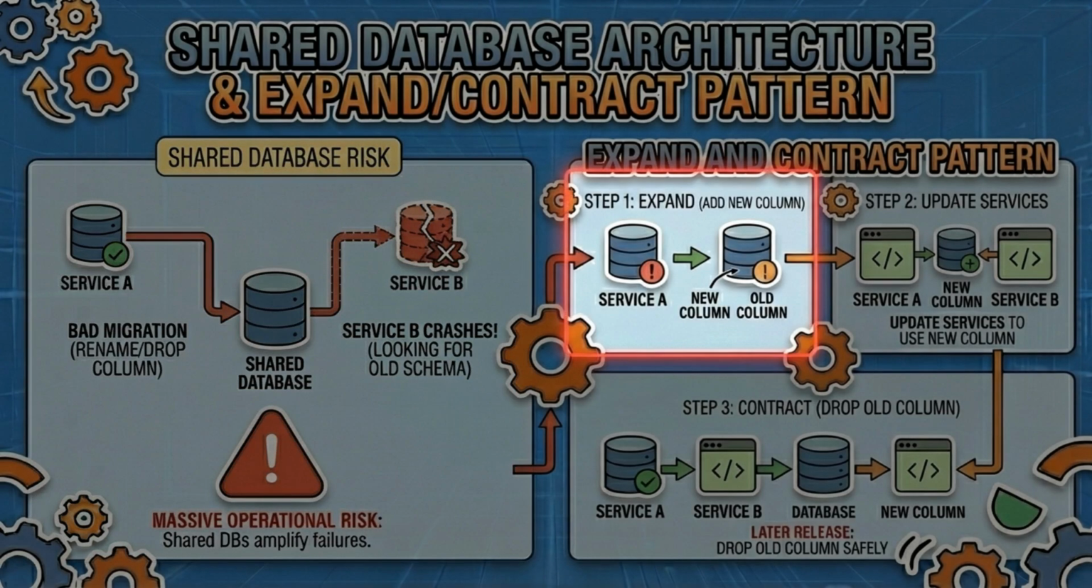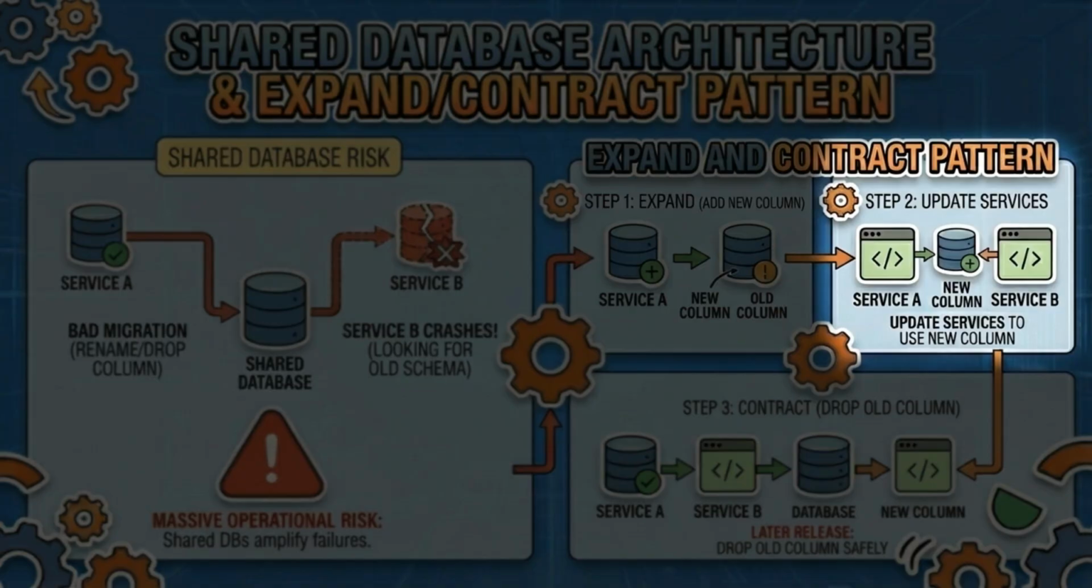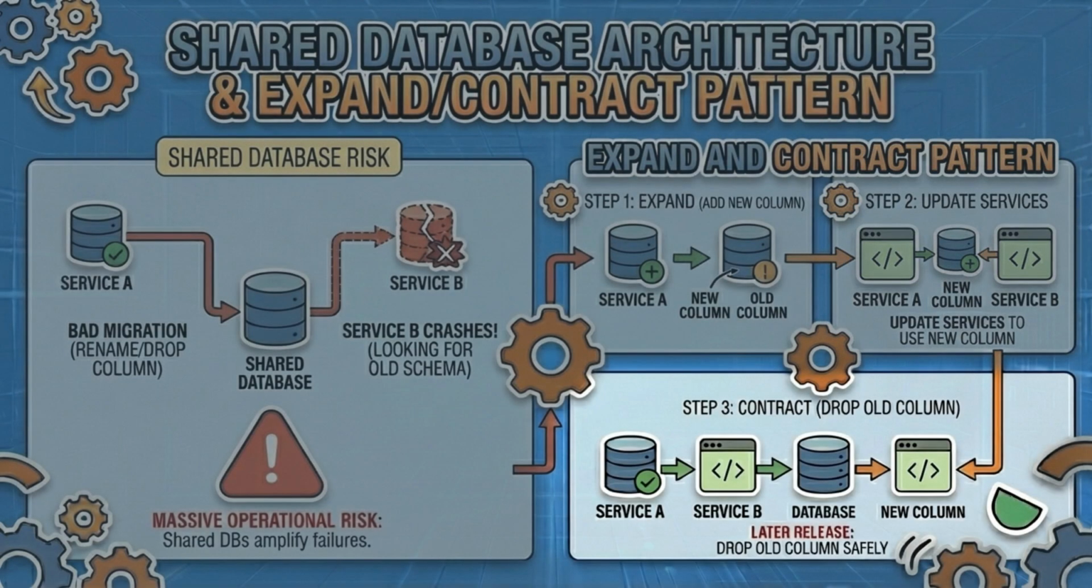To fix this, architects use the expand and contract pattern. You never mutate or delete a column in one step. First, you expand the database by adding the new column. Then you update both services to use the new column. Finally, in a separate release later, you contract the database by dropping the old column.